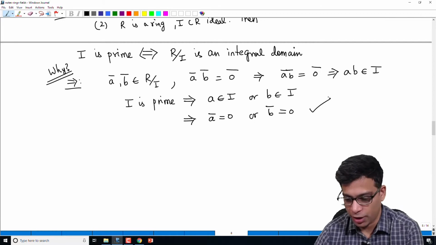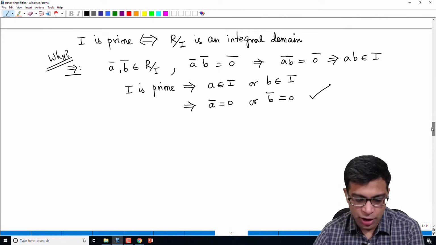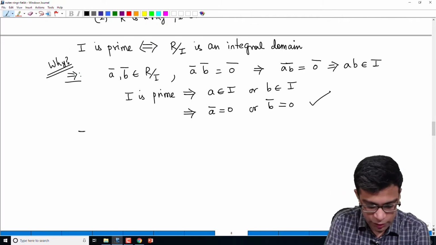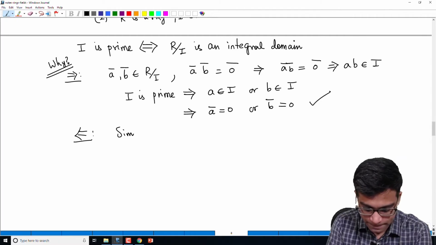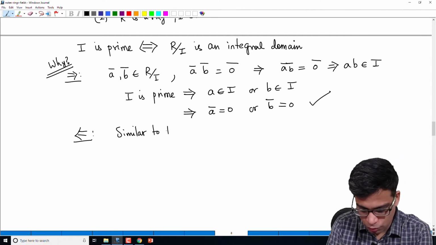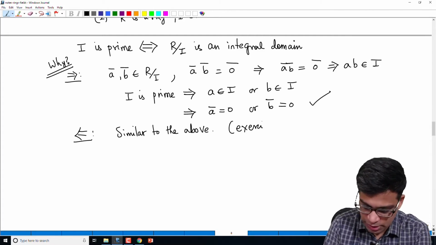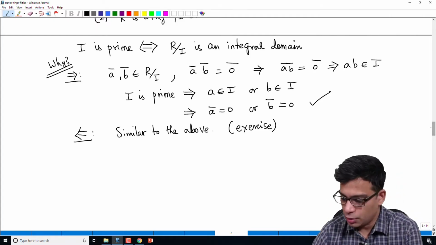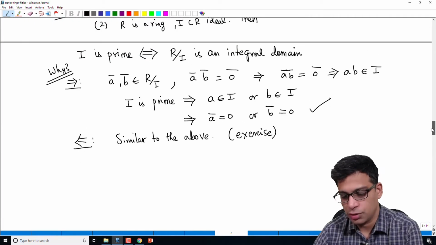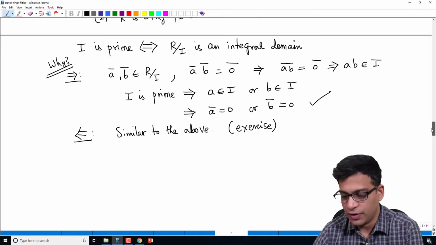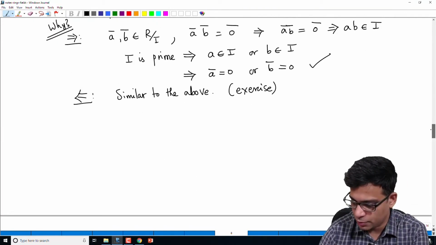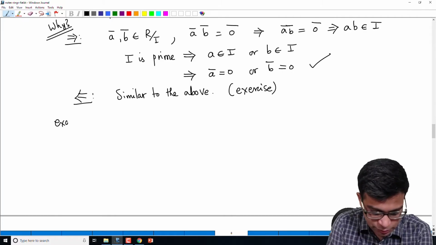Conversely, if R mod I is an integral domain, you want to show that I is prime. So take two elements whose product is in I, but then take the residue. I will leave that as an exercise similar to the above. It's a good exercise for you to get used to the notion of quotient ring. So in other words, to verify whether an ideal is prime or not, it suffices to verify whether R mod I is an integral domain or not. Now I will consider some examples before moving on to maximal ideals.